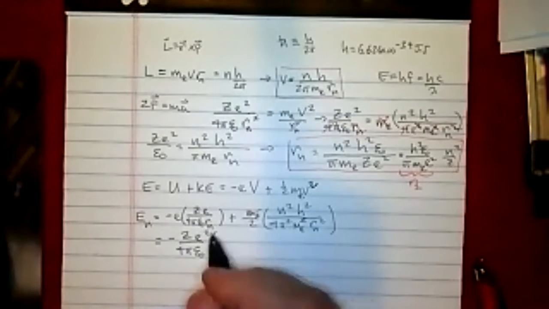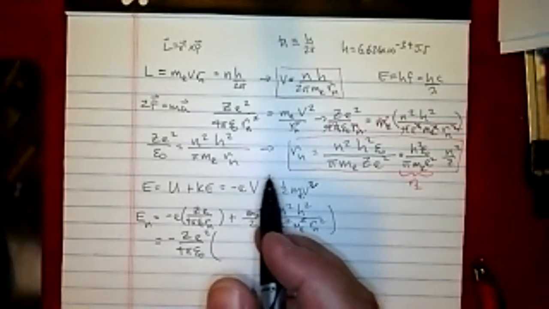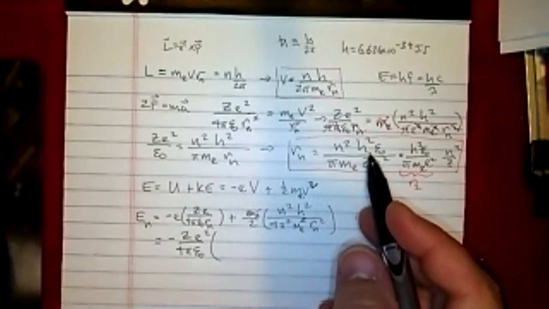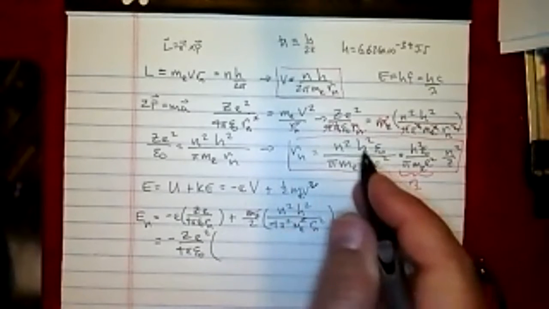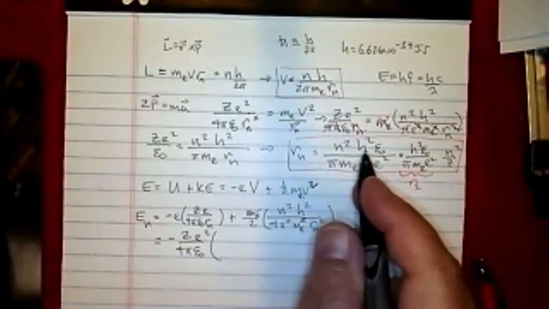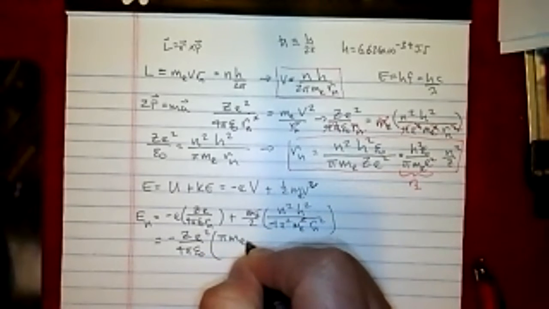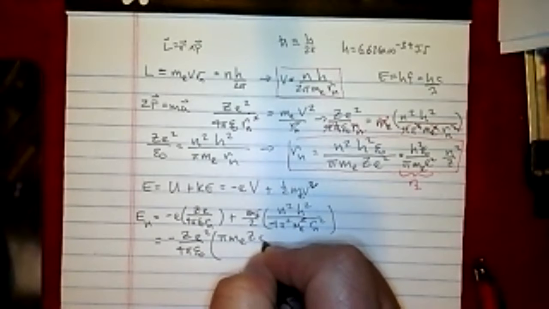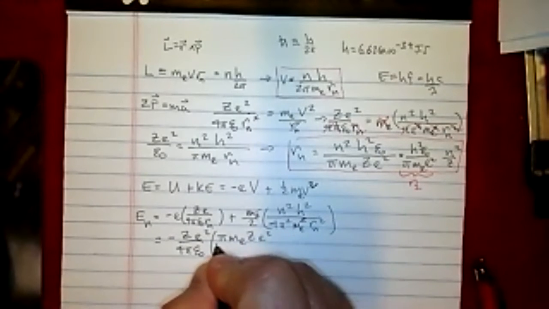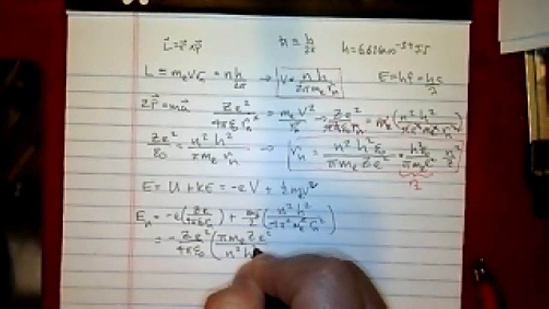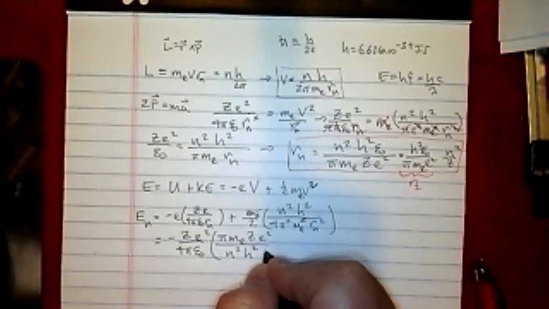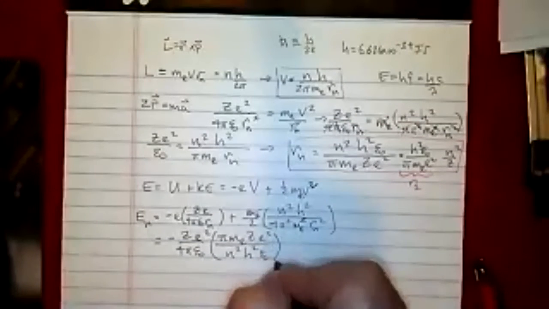Now the rn in the bottom means I'm just going to flip this rn expression upside down. So I'm going to put it as is, but upside down. In other words, I don't square it or anything. So now I put pi m sub e z e squared over n squared h squared epsilon 0.